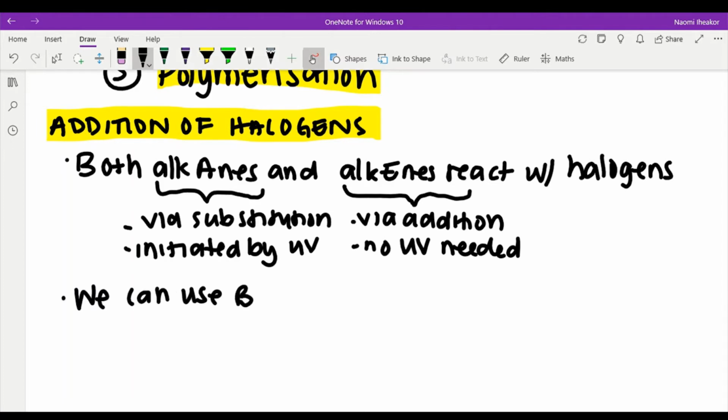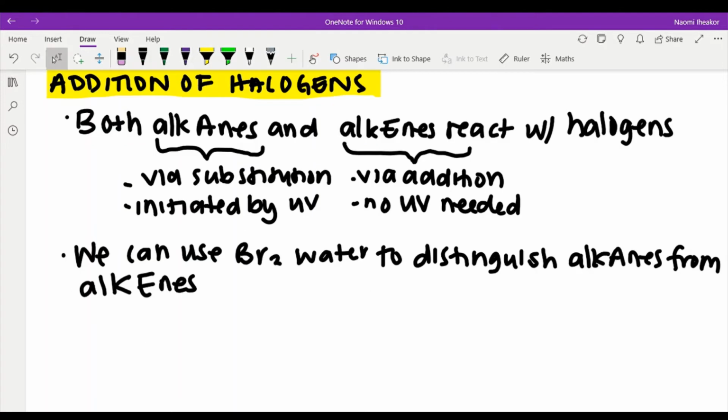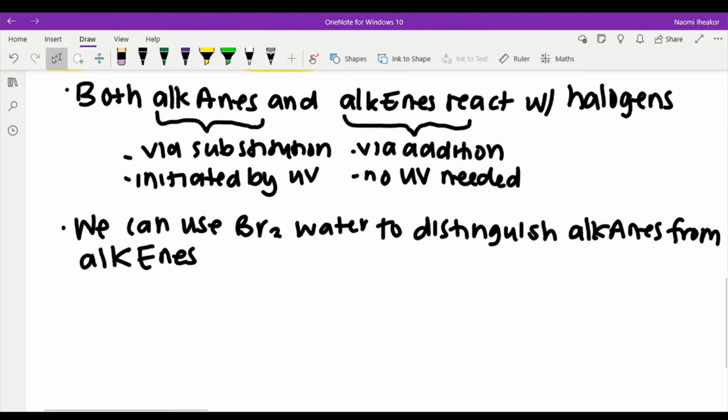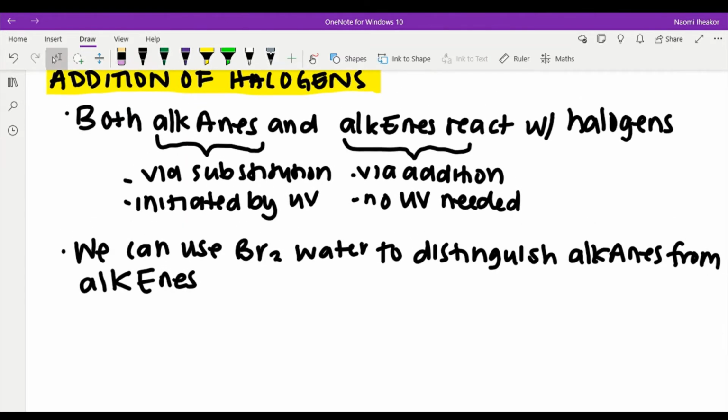So let's unpack this. Like we've already said, the reaction of alkanes with bromine, which is an example of a halogen, is going to require UV light to be initiated. Whereas if we're going to react alkenes with bromine, we're not going to need UV light. And so if we have in one test tube alkanes with bromine water, and in another test tube we have alkenes with bromine water, if we put these test tubes in the dark, our alkanes are not going to have a reaction with our bromine because we're in the dark, there's no UV light, and so that means that the reaction cannot be initiated. Whereas if we're in the dark and we have our alkene test tube, a reaction is going to take place because it doesn't need UV light to be initiated.